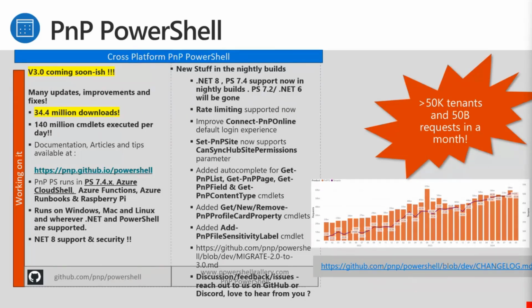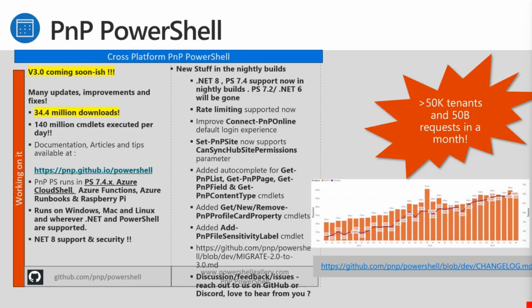in v3.0 as well. Besides that, quite a few commands like Get-PnPList, PnPPage, Field, and ContentType have now received autocomplete support. So whenever you use these commands, if you start with the tab, it will start automatically cycling through the available pages and lists and all of those things.